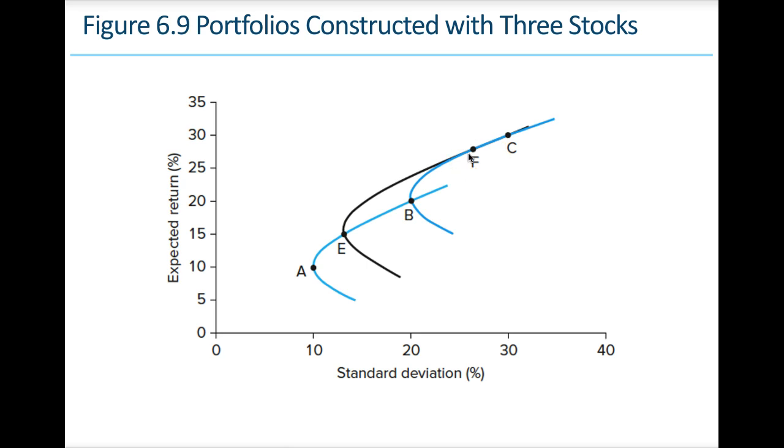This black curve here is going to show some of the portfolios constructed from A, B, and C. So notice that the curve in EF extends the investment opportunities to the northwest, which is the desired direction of the efficient frontier. So this is the efficient frontier, which would be the highest return for the lowest amount of risk.